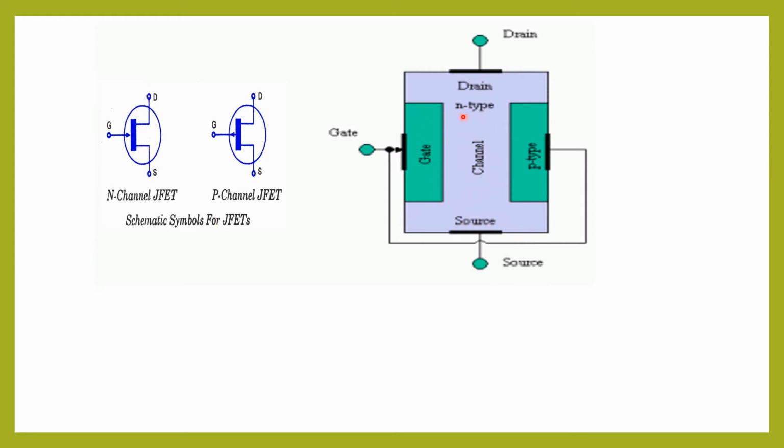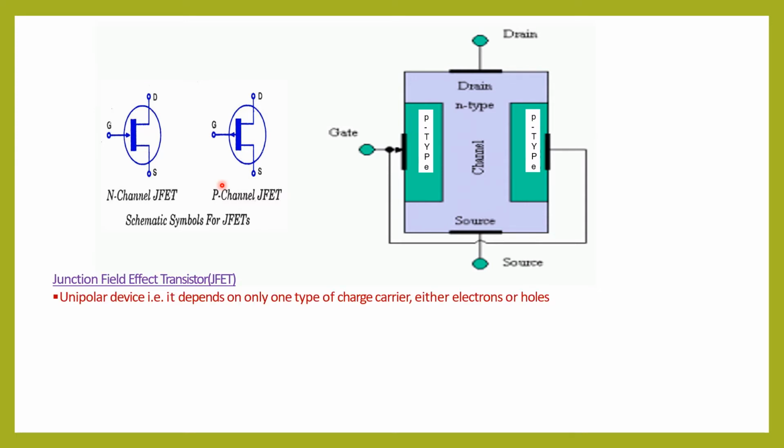This is the construction of FET, and these are the symbols of an N channel JFET, and this is the symbol of P channel JFET. So JFET is a unipolar device, that is, it depends on only one type of charge carrier, either electrons or holes. Since they involve single carrier type operation, we call them unipolar. The operation does not rely on minority carriers.